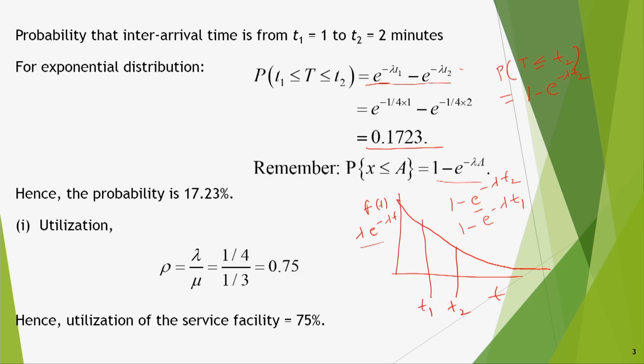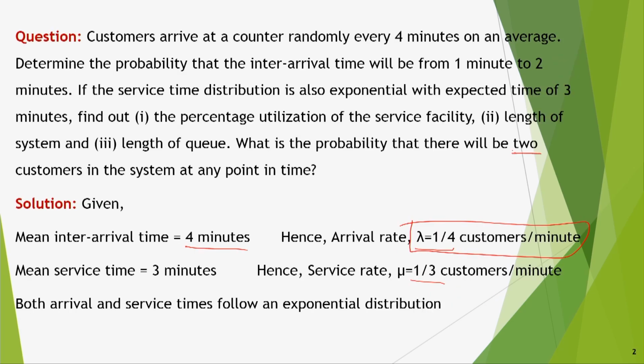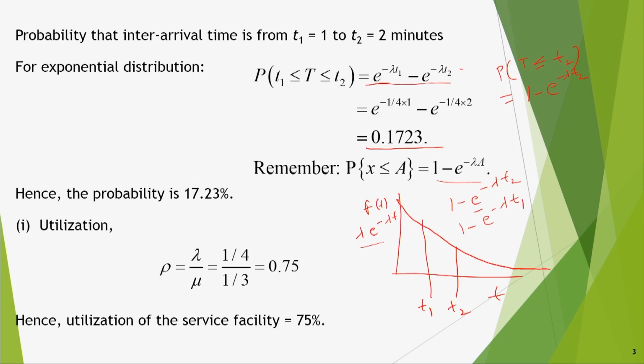Now utilization. The next question was the percentage utilization of the service facility. Here both are exponential distributions, so rho is equal to lambda by mu simply. That is 1 by 4 divided by 1 by 3, which is equal to 0.75. Therefore the utilization of the service facility is 75%. It is utilized properly 75% of the time.